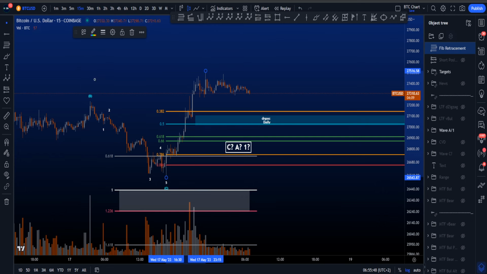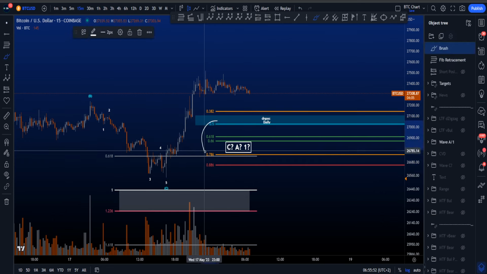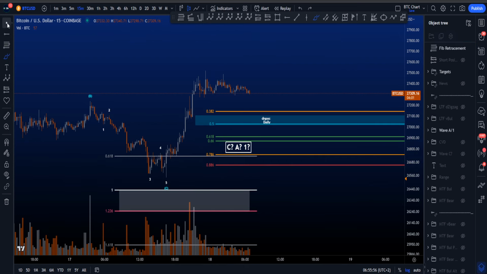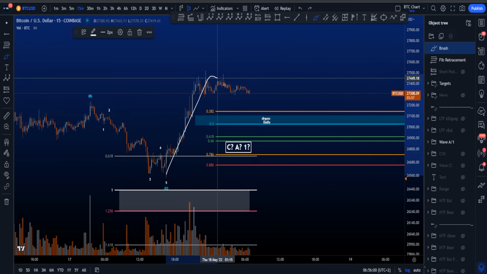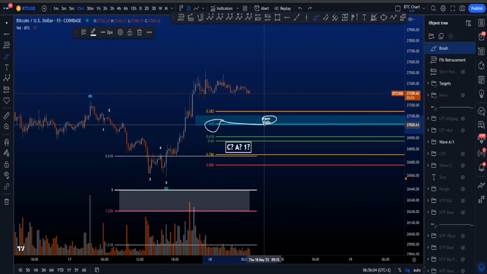So for a wave 2, the 382 is a rare target. The 0.5 to the 786 fib are common targets, and the 886 is a rare target. But that is for the scenario being a wave 1, 2, and then 3, 4, 5 for more upside. So the 0.5 is inside the target box, right?